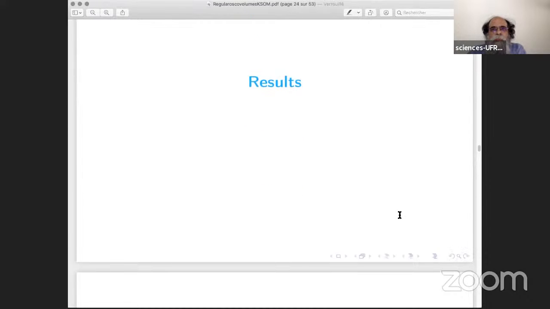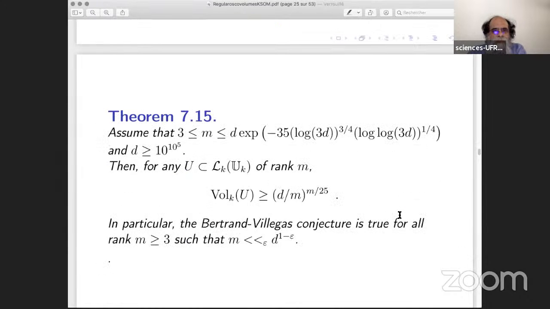So what can we prove? The first result that we prove is that the Bertrand-Villegas conjecture is true for any rank which is less than d to the power 1 minus epsilon. And even more than that, we have something which is stronger, which is of the order of magnitude of d by n.